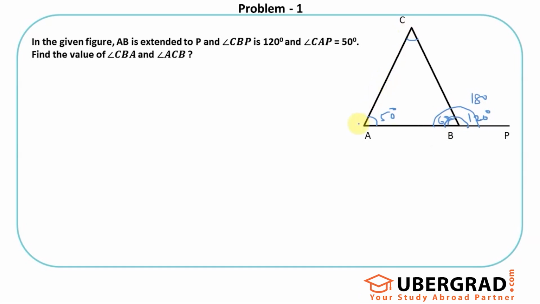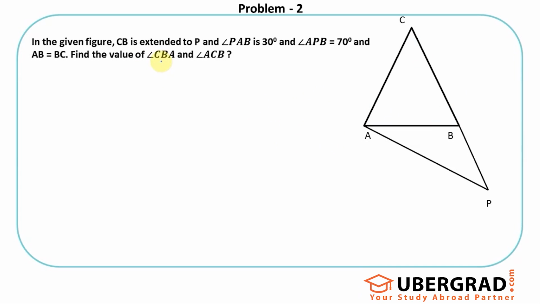Now focus on the triangle ABC. The sum of the interior angles is 180. So if I assume the third angle to be x, 50 plus 60 plus x is 180. So 110 plus x is 180 and x has to be 70. So angle CBA is 60 and angle ACB is 70.